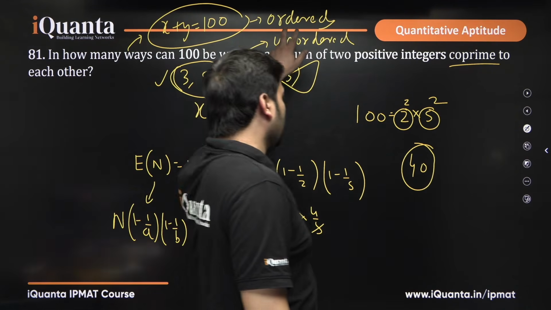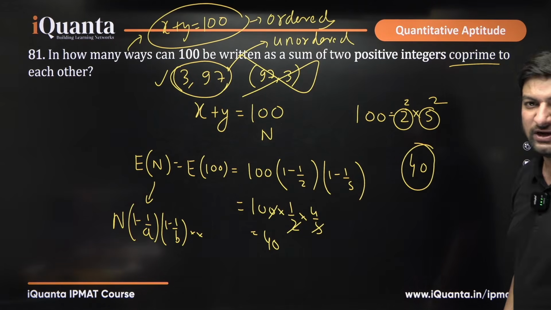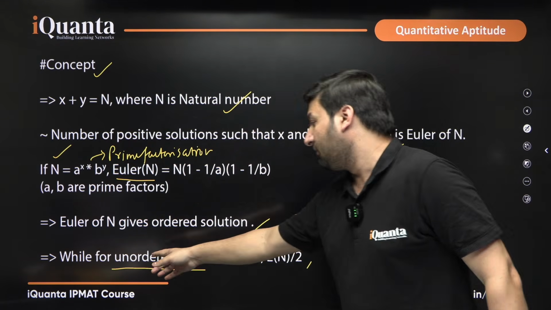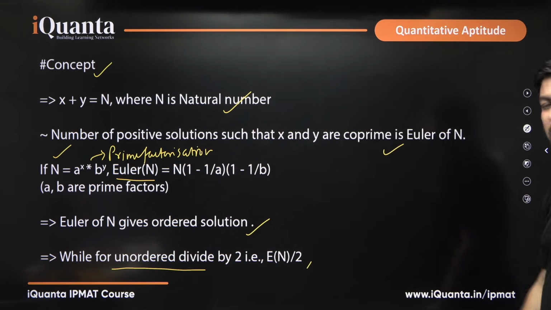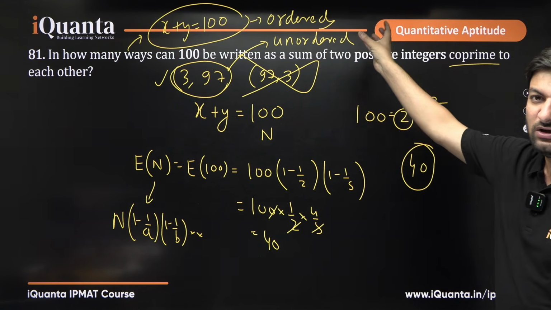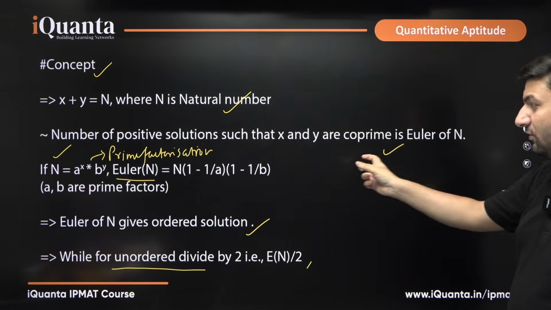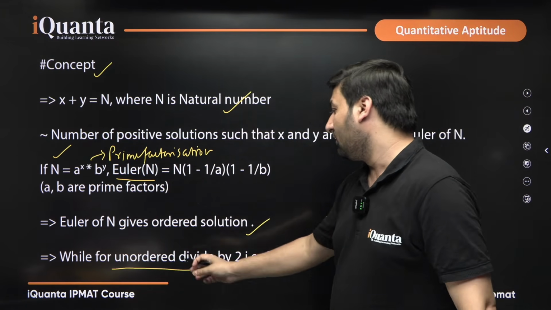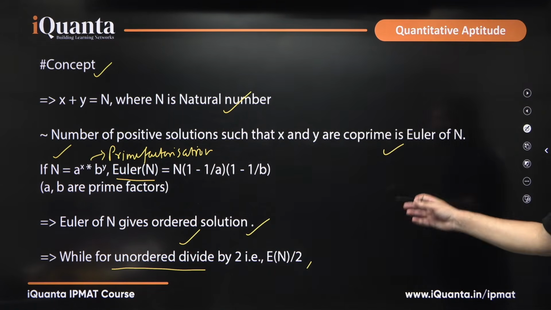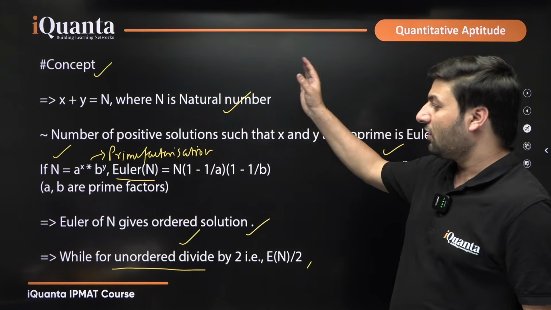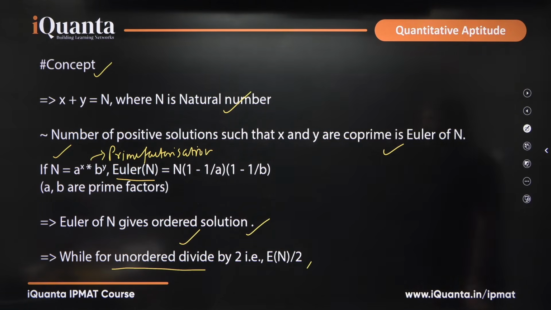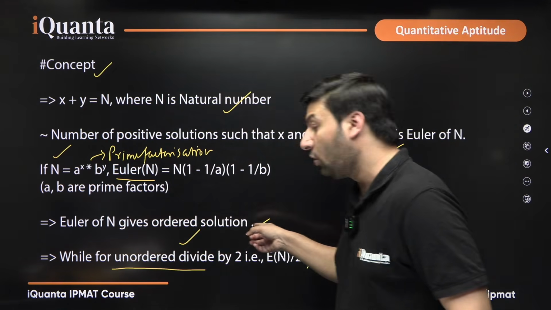In ordered, the answer will be what you are getting as the Euler value, okay. So what do you see here? For unordered, the value will be Euler of n by 2. So in such cases, you have to count the order as well, okay. So for unordered answers, you will have to divide the Euler value by 2. While if you are counting ordered pairs, in that case you can simply give the answer, fine. So Euler of n gives you the ordered solution.